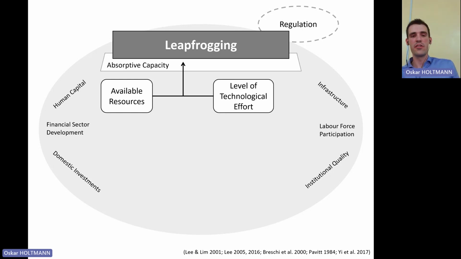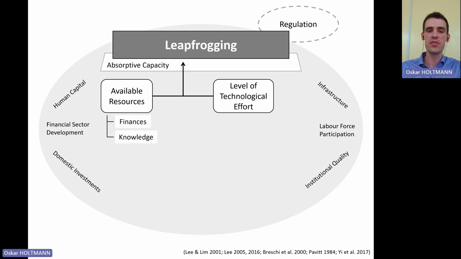And these factors are, on the one side, the available resources. So this is, on the one side, financial resources. So is an industry able to make the necessary investments in research and development? And then knowledge, that can refer to internal knowledge and external knowledge. But they stress, since they observed in all the industries that they studied, that external knowledge was very important. They stress that access to foreign knowledge is an important resource for leapfrogging to take place in the first place.